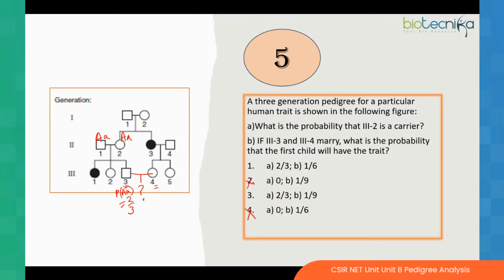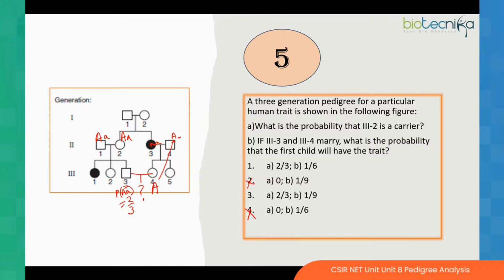Now what was the genotype of 3 4? You see, 2 3's genotype is small a small a. 2 4's genotype is normal, so we can put capital A and dash; any allele can take the place. Now 3 4 is normal, which means 3 4 has one dominant allele. From where is 3 4 getting the dominant allele? For sure from her father. Why specifically from father? Because the mother does not have any dominant allele to give.